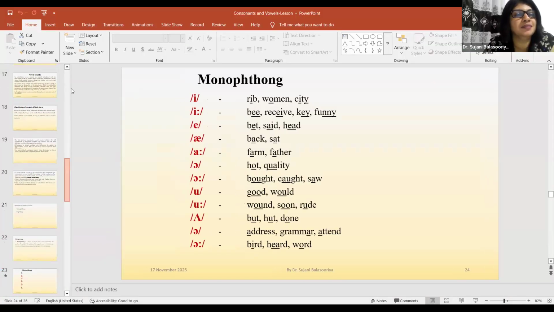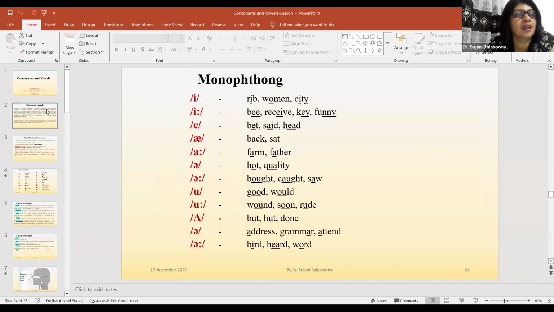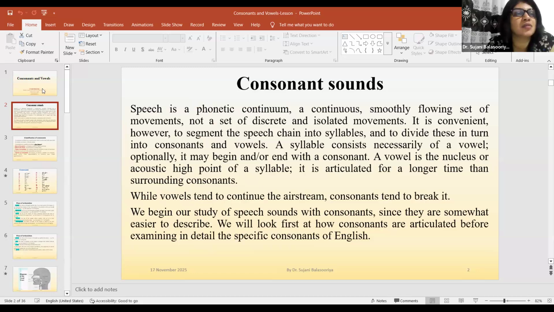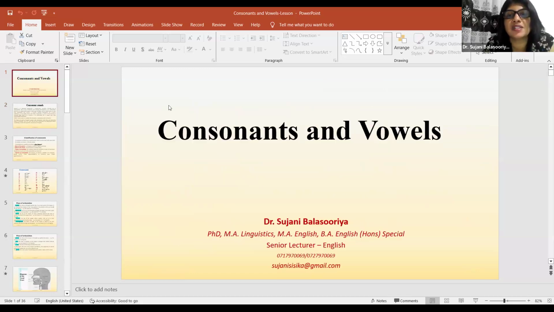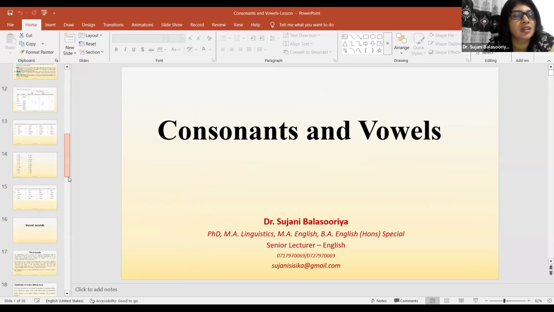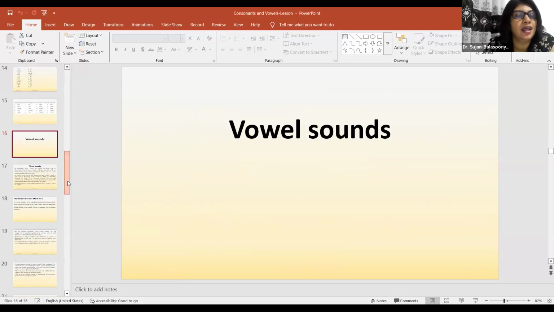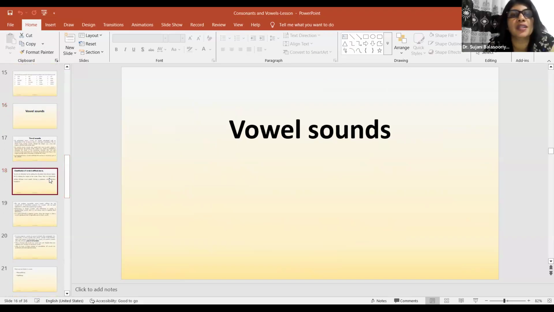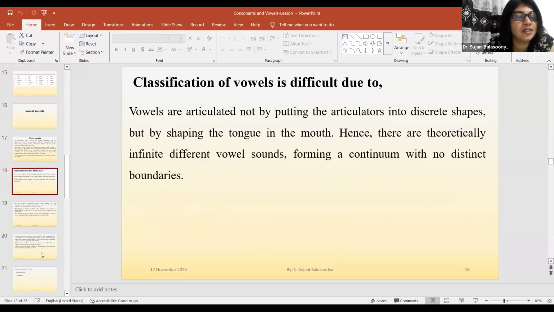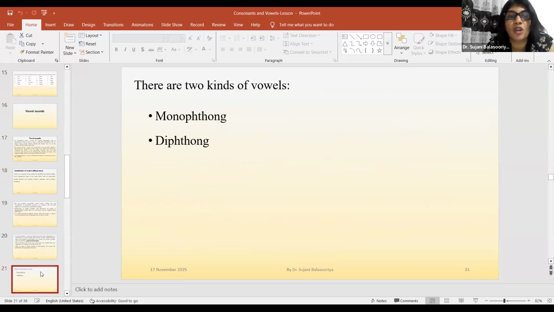This is our lesson. We started our discussion on consonants, right? Consonant sounds. Our lesson is consonants and vowels. There I discussed the consonants, right? And then I started the discussion on vowel sounds also. And I was talking about the classification of vowels, right? Monophthongs and diphthongs.